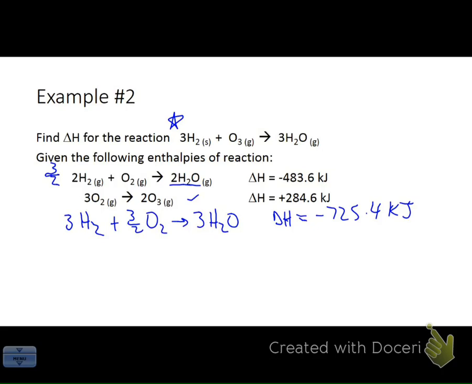Okay, looking at step 2, I have the ozone in this step. I only need one ozone, and I currently have 2. So what I'm going to do is multiply the second step by 1/2. So that will give me 3/2 O2, my yield sign here, and only 1 ozone. Never forget to change your enthalpy. I'm going to multiply my enthalpy by 1/2 and get negative 142.3 kilojoules.